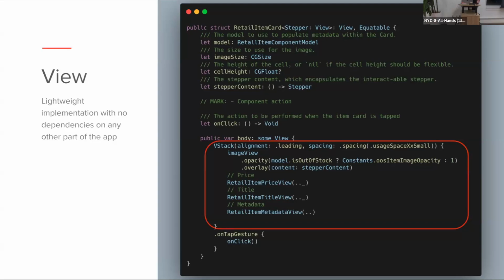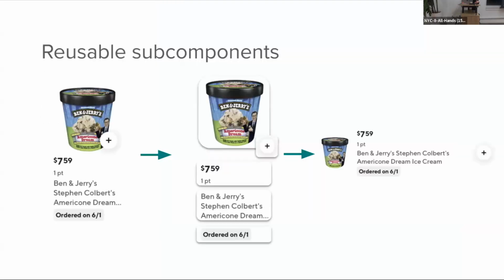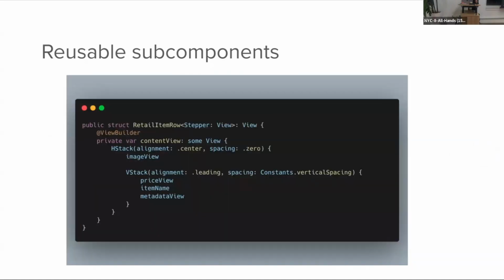And then the last thing is the body of the view. Again, you can see it's pretty lightweight. It has all these subcomponents, the image, the price, the title, and then the metadata underneath that. And each of these subviews can be taken apart and rearranged into the different configurations that we saw earlier. So on the right, we have the row configuration. And again, it just uses the same subviews, but we put them in a horizontal stack within a vertical stack, and then we're able to reuse our existing views really easily.